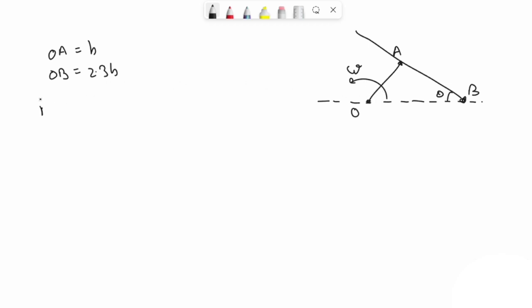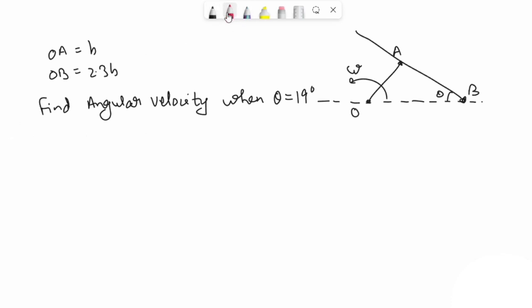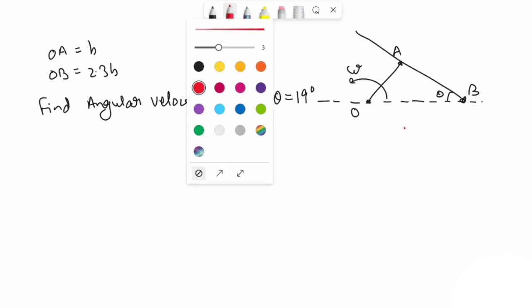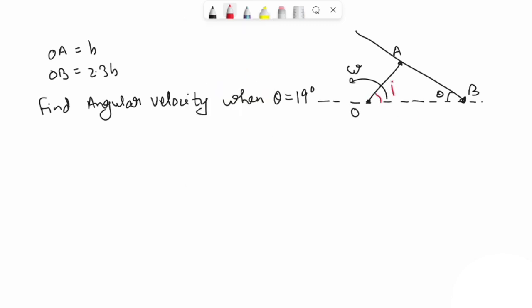Now the question asks that we need to find the angular velocity when theta is 19 degree. So let's solve this question. Let me take this angle to be beta and this angle to be gamma.